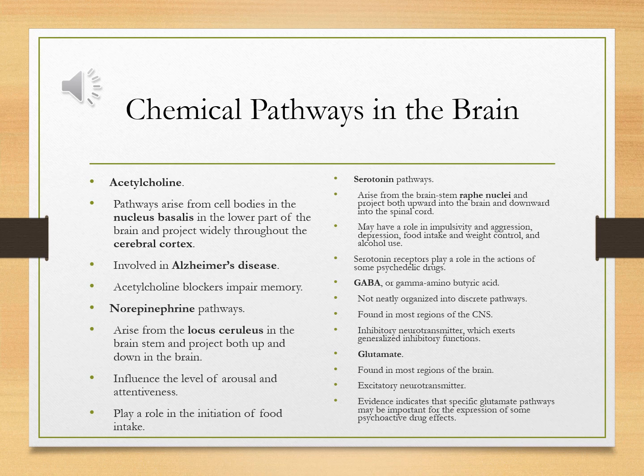Serotonin and GABA. Serotonin pathways arise from the brainstem and have projections both upward to the brain and downward to the spinal cord. Research on aggressiveness and impulsivity has also focused on serotonin. And if we look at GABA, this is one neurotransmitter that's not neatly organized into discrete pathways or bundles. GABA is found in most areas of the CNS, the central nervous system, and exerts generalized inhibitory functions.